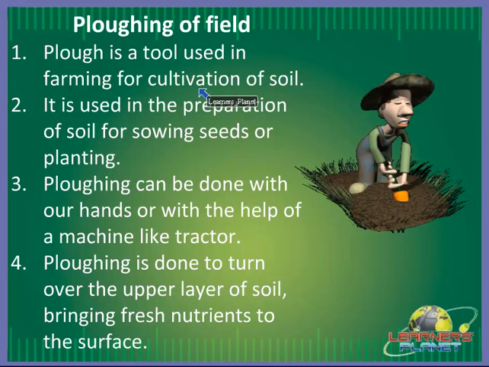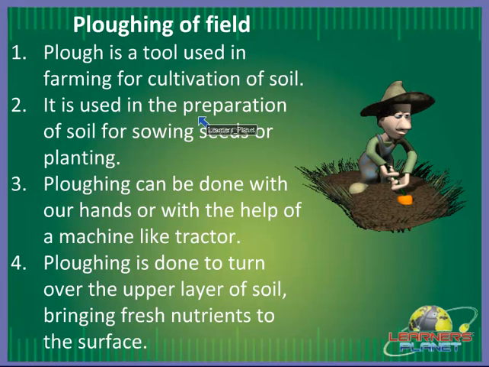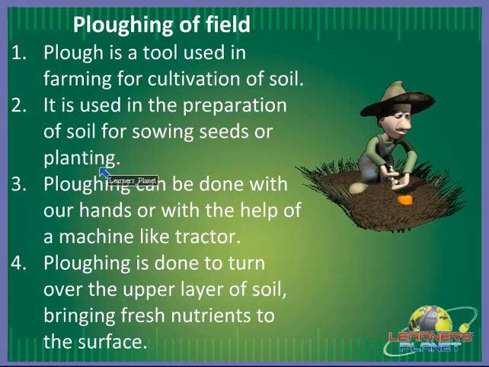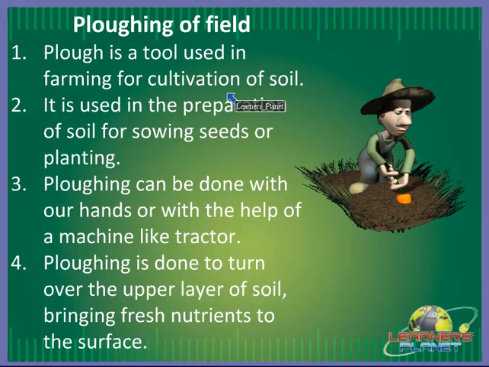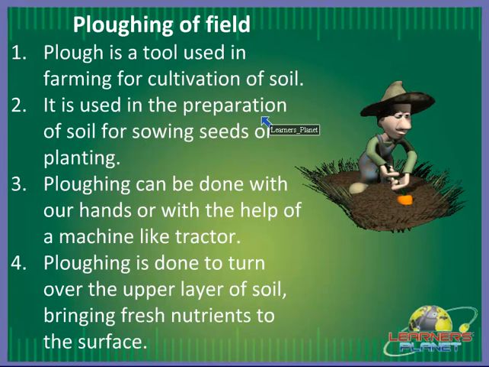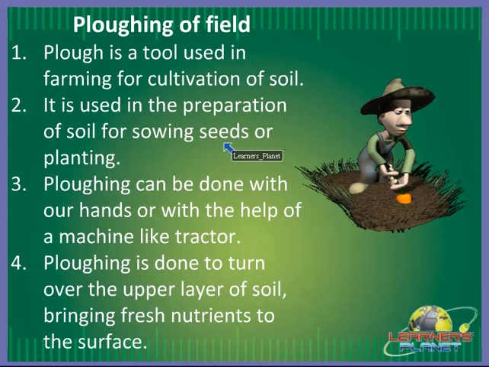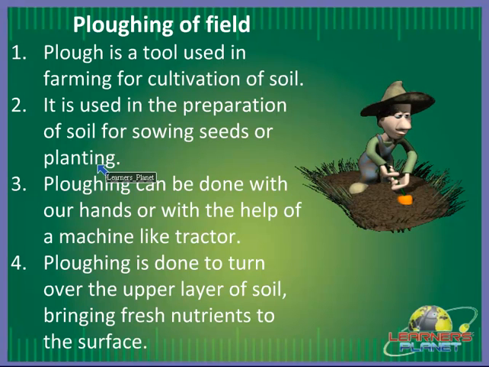Yes, we need to cultivate the soil because it is used in the preparation of soil for sowing seeds or planting, right? If we plow the field, how will we plow it? First of all, we will use this tool for the cultivation of soil, and then it will be used for the preparation of soil. Why do we need to prepare the soil? Yes, we need to prepare the soil for sowing the seeds. And what do we call the other process of sowing seeds? It is called planting. That means planting the trees or planting the crops, right?